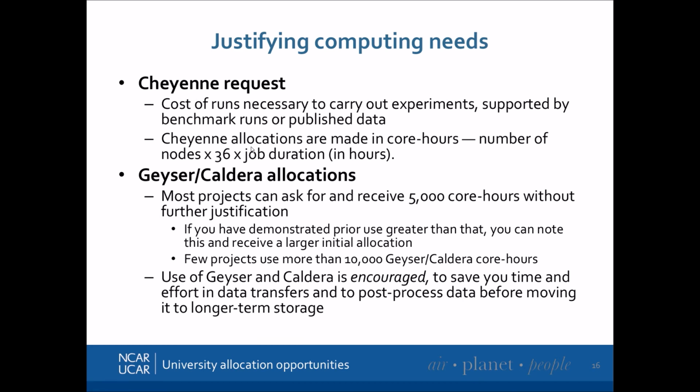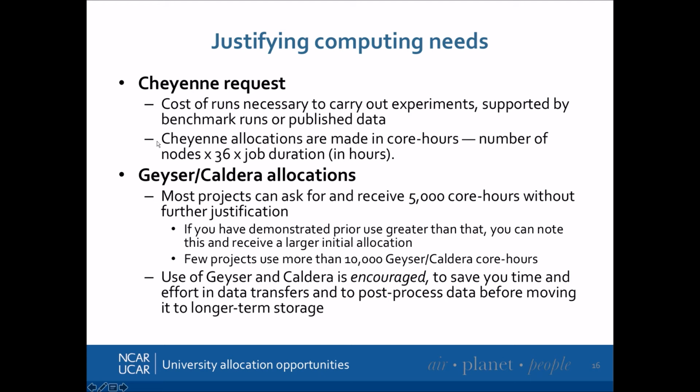So on justifying the computing needs, a little more detail here. For Cheyenne, this has a long history and is pretty well defined in the instructions. You want to talk about the cost of the runs necessary to carry out the experiments, supported by benchmark runs or published data. If you're using a well-defined and publicized CISM case, for example, you can refer to the CISM timing tables. If it's an uncommon one or one that's tailored to some code you've written, you'll need to provide at least some evidence that you have some justification for the costs you're asking for.